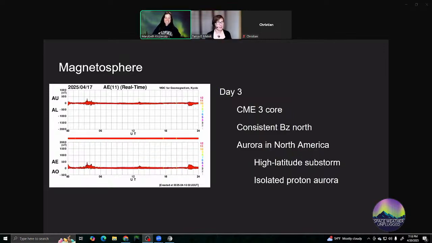We got nothing. We still had some substorming again, and this was the time when people actually saw a very nice proton aurora, both isolated patches and the arc, so that was really cool. Otherwise, we're talking about really high latitude substorm, and that's about it. So we didn't get much out of it, even when our night was clear.